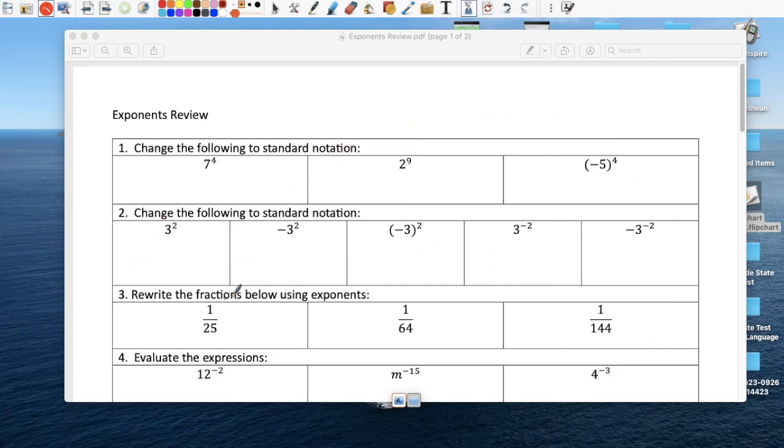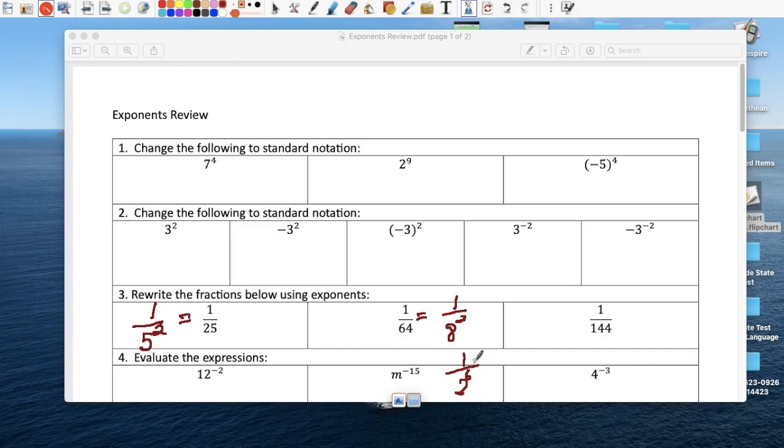Okay. Rewrite the fractions below using exponents. So we want to go backwards. 1 over 25 is the same thing as 1 over 5 to the 2nd power. That's what it is written with exponents. 1 over 64 has a couple of different answers. You can either write it as 1 over 8 to the 2nd, because 8 times 8 is 64, or 1 over 2 to the 6th power, because it's the same thing.